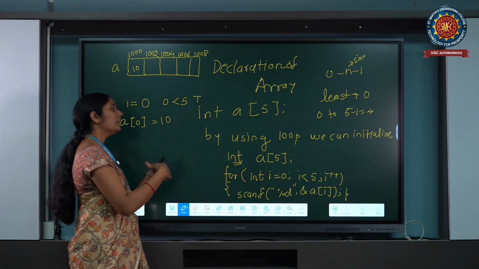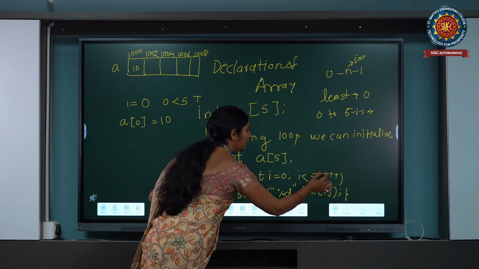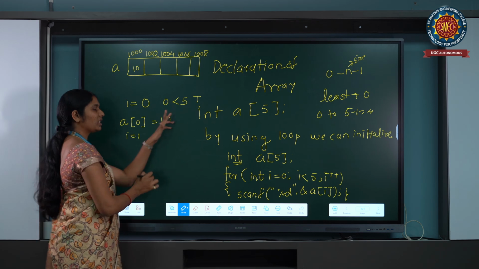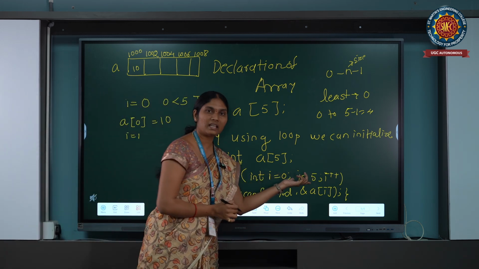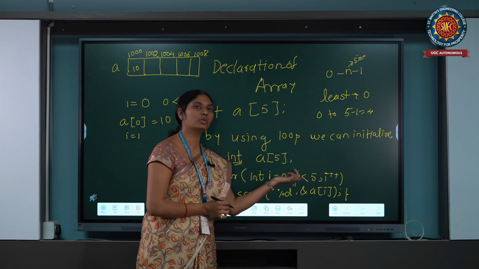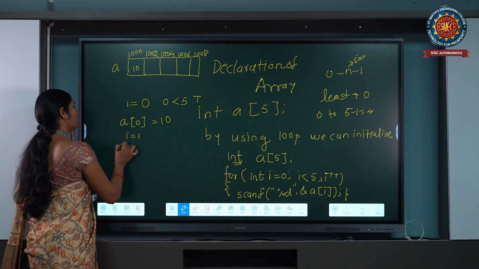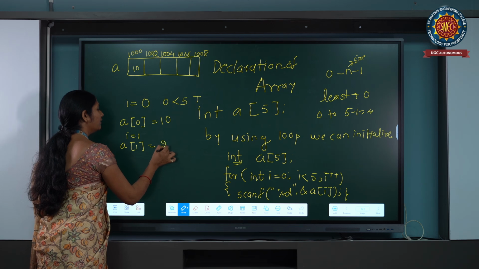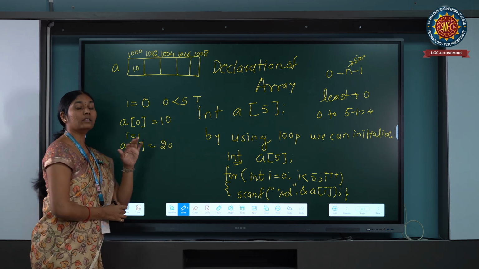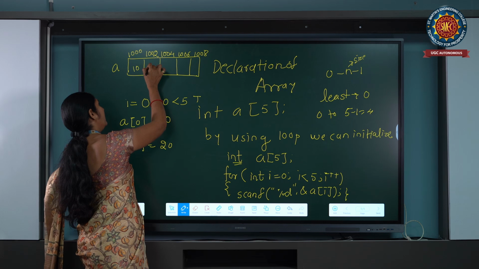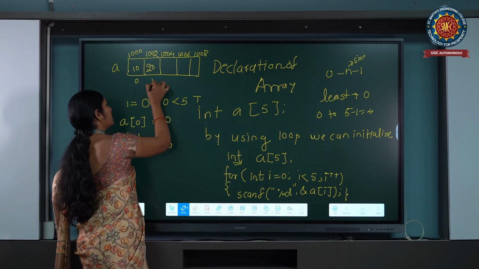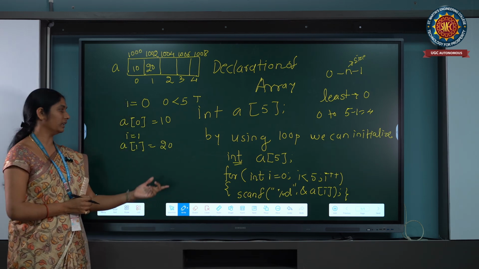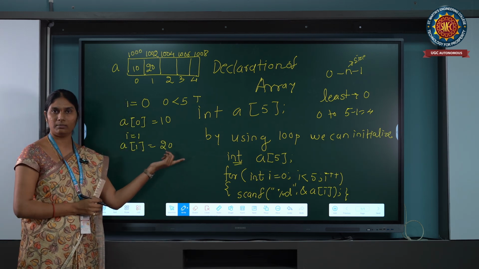Now what is the next one? The I value we are updating. Now what is the next I value? I equals 1. Again check the condition. 1 is less than 5 or not. Again condition true. In A of 1 location, suppose I am reading the value will be 20. The 20 will be stored into that A of 1 index, because the index range starts from 0 to n minus 1. And next again the I value will be updated.